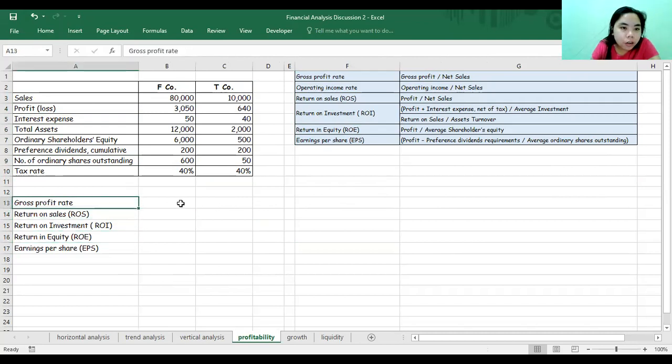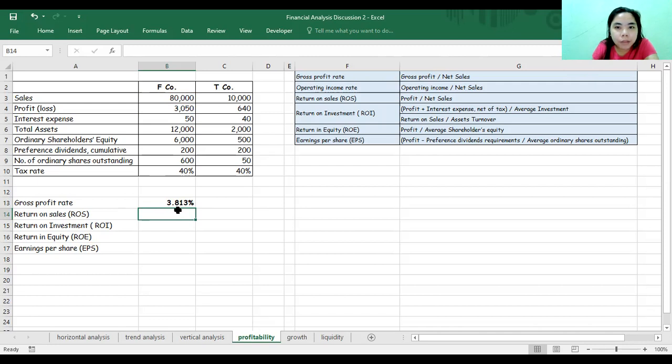So first is our gross profit rate. We will first get it for F company. Our gross profit rate is gross profit divided by our net sales. So our gross profit is 3,050 divided by our sales of 80,000. So that's 3.813%.